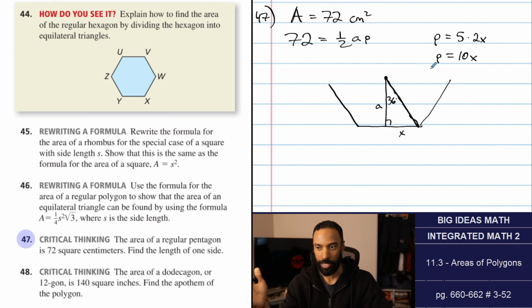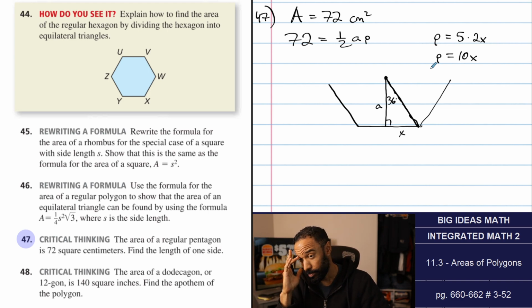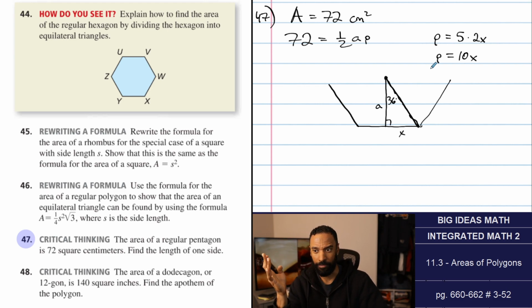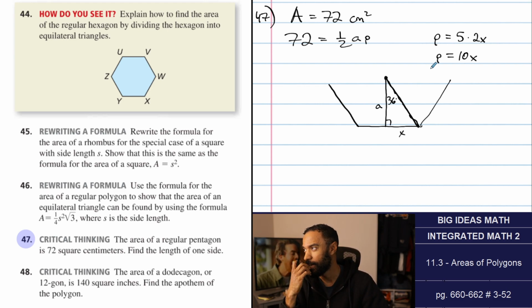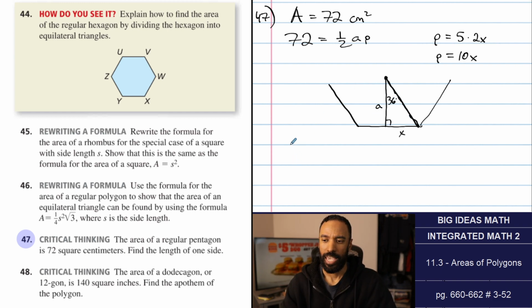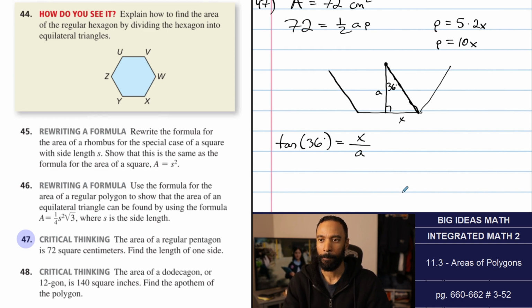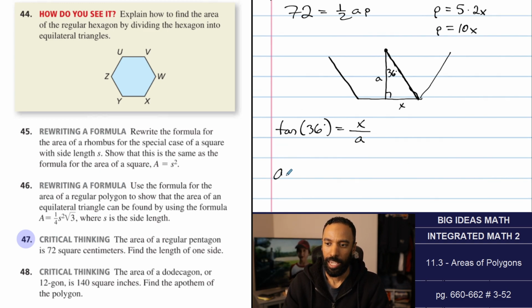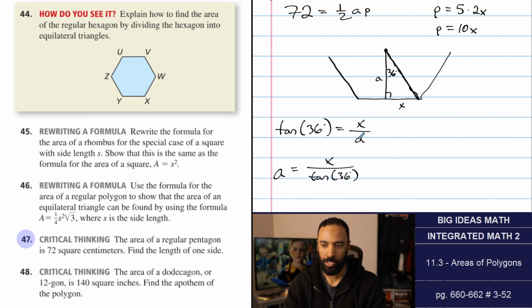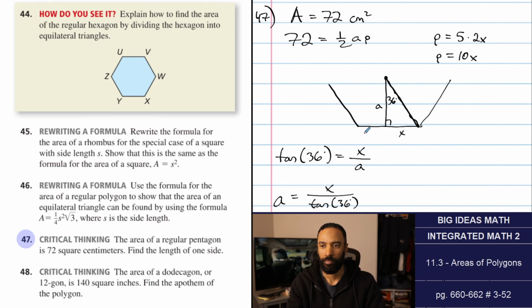I still don't have any side lengths. So what do I do here? Apothem and perimeter have a relationship as well. Tangent of 36 is x over A. So A can be rewritten as x over tangent of 36 degrees. So here's what I'm going to do. I'm going to reassociate A in two different ways. I have A also up here.